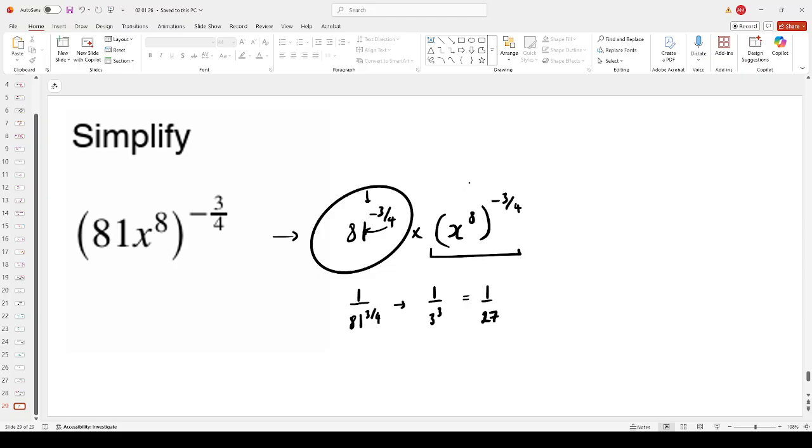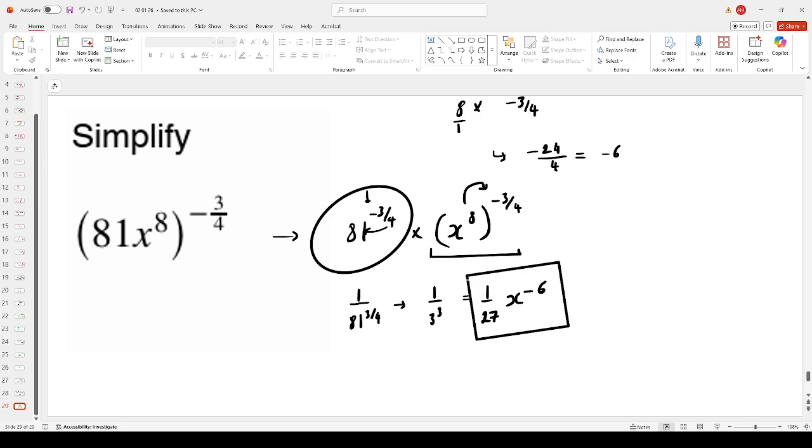Now when you have a power to a power, what do you do with the two powers? Yeah, exactly. You times it, right? So it's going to be 8 multiplied by minus 3 over 4. So 8 over 1. So that's going to be what? Minus 24 divided by 4. Minus 6. Is that okay, guys? So x to the negative 6.